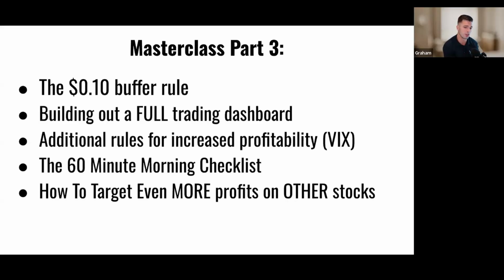We'll also talk about additional rules for increased profitability, primarily looking at the VIX. As of yesterday, we're now 10 for 10 when the VIX has spiked more than 10% overnight. And when I say yesterday, excuse me, I mean Friday. But when the VIX increases, typically we make more money. We'll walk through that on Friday. I'll walk you through the 60-minute morning checklist for those of you who want to learn and trade this on your own, and then how to target even more profits from other stocks available. We'll do that on Friday.